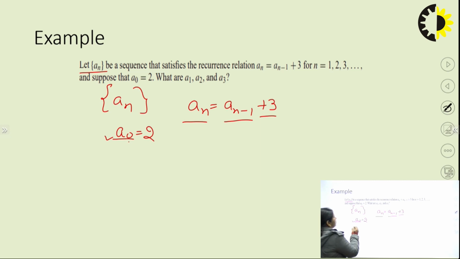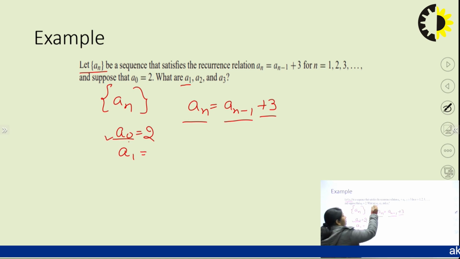So if I talk about a1, what will be my a1? It can be calculated from a0 using the recurrence relation. What is the recurrence relation? an minus 1 plus 3. So when I put n equal to 1, because I am calculating the 1st term, it will be a0 plus 3. So what value am I getting here? That is a0 plus 3, that is 5. So I got the 1st term.